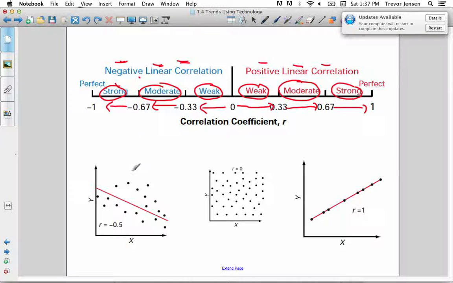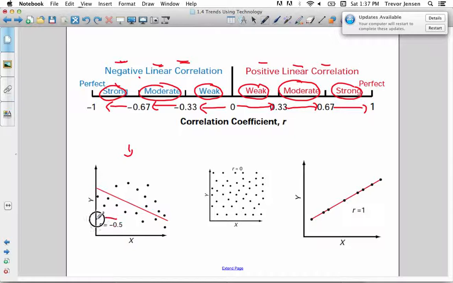So let's visualize this a little bit, comparing a scatter plot to what the corresponding R value would be. If we look at this graph here on the left, we'll notice that the line of best fit is going down to the right, so it has a negative slope. Okay, which means that we would have a negative correlation, and the data points are spread out a little bit, but not too much, but they're not clustered really closely to the line either.